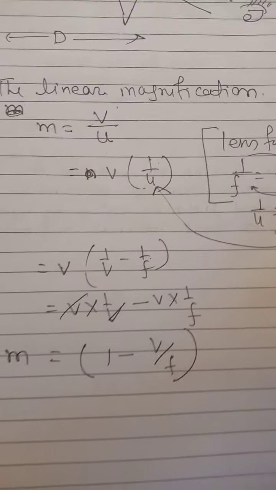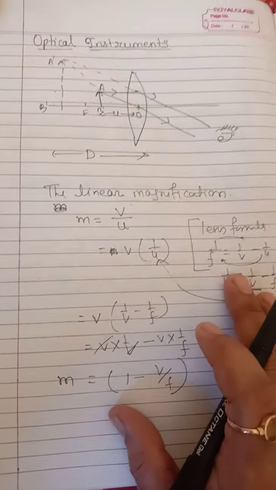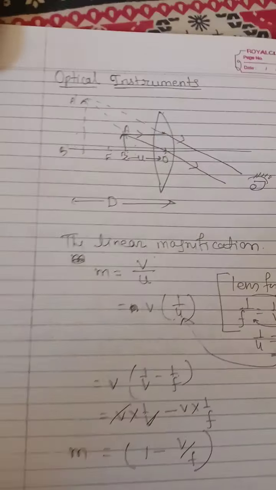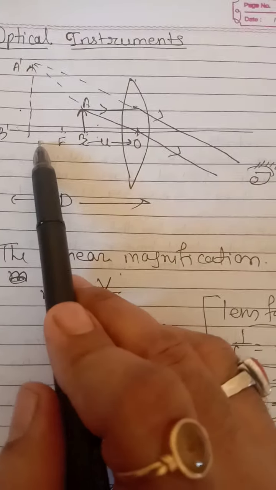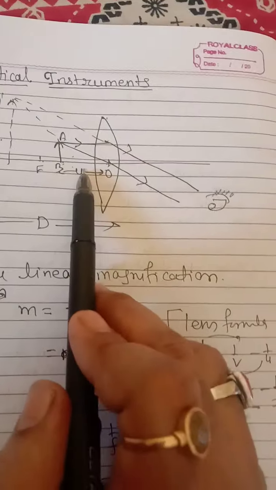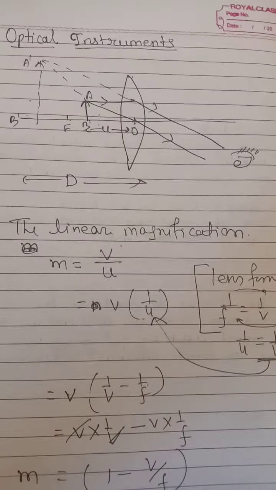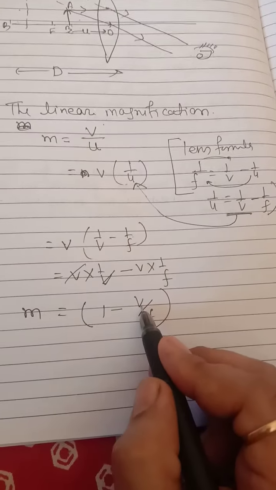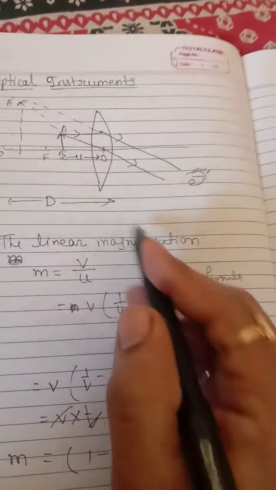Okay, now let's apply sign Cartesian convention. I have already discussed Cartesian sign convention in the beginning of the chapter. That is, when we are measuring the distance against the direction of incident ray, all the terms like object distance, image distance, focal length, everything should be what? Negative. So if I am replacing this V as minus D, okay, that's the image distance.